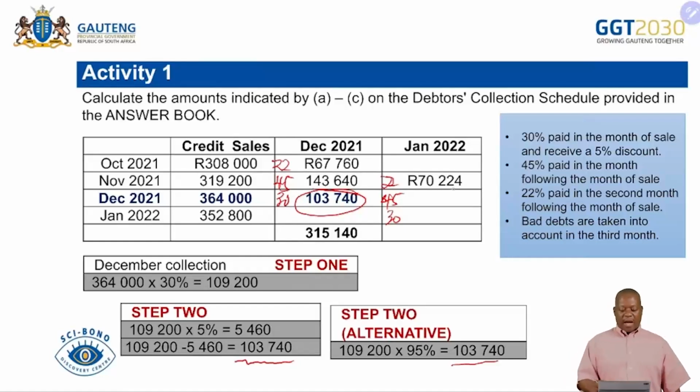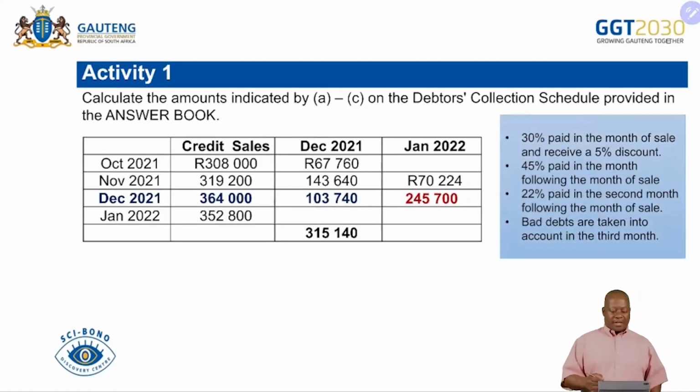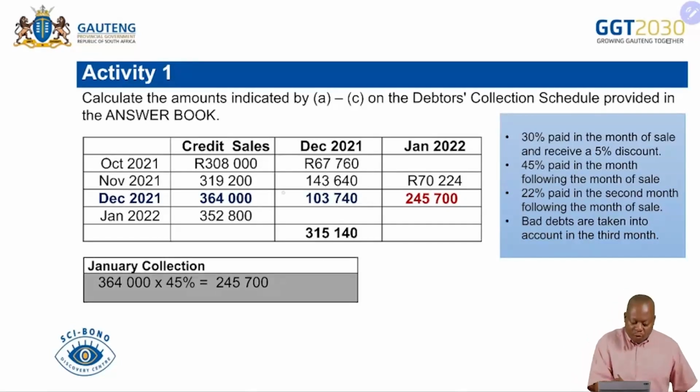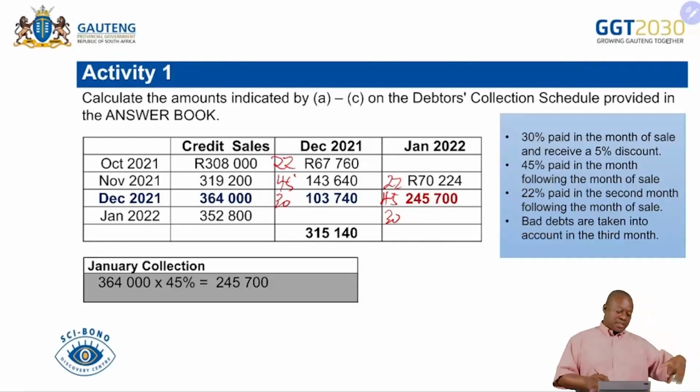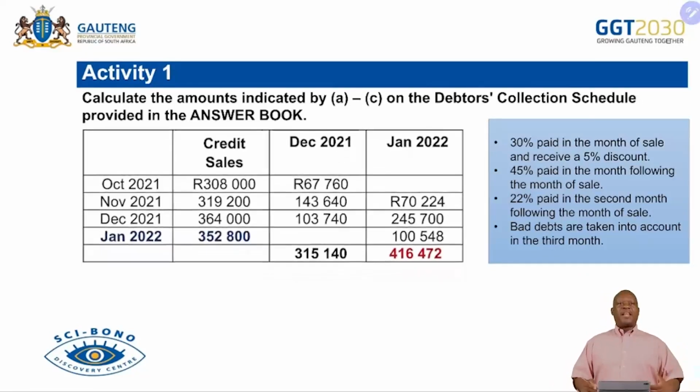Remember, when it comes to January, we are going to take the 45% now. That is the figure that I've given to you in red. Remember, it's straightforward now, because always you still remember your 30, your 45, your 22, your 30, your 45, your 22. So for January collection, when we are collecting for December, we are collecting the second collection, which is 45%, and we are getting 245,700.